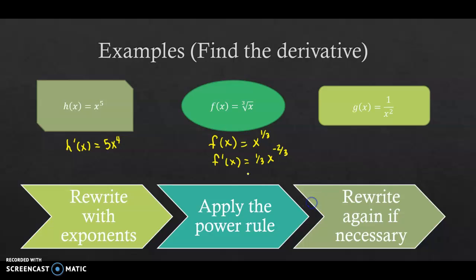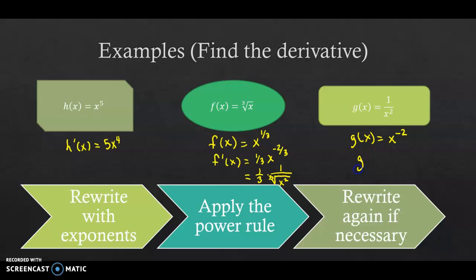And if you want to be fancy and rewrite it so it still looks like a root, that would be 1 over the cube root of x squared. You don't always have to do that, but it's sometimes a good practice to know that you could do it if you had to. And then g of x, be really careful of these ones. Make sure you rewrite before you do that. That's x to the negative 2.